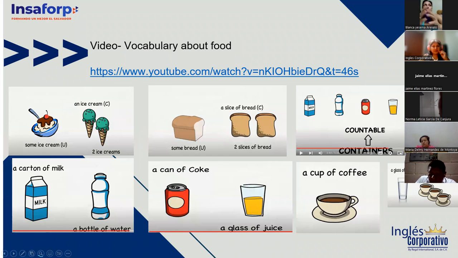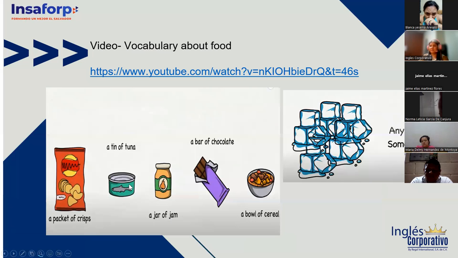Yes? I have a question. How do you say thing of tuna? O sea, ¿qué significa eso? Porque no sé ni cómo se pronuncia, pero ahí decía. Ah, tin of tuna. ¿Es una lata? ¿Qué significa lata? Tuna es el atún. Okay, thank you. Tin is what I can.